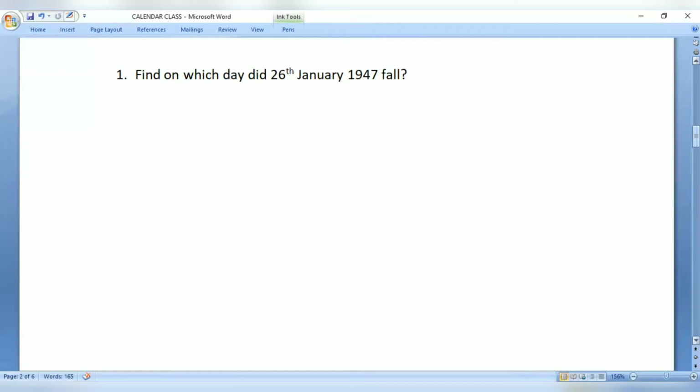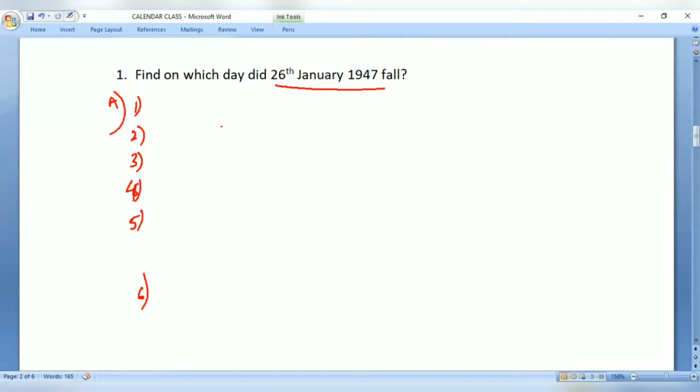Okay. Now, let us quickly solve the first question. So the question here says, find on what day did 26th January 1947 fall? So to solve this question, we have total 6 steps to follow. By using these 6 steps, we will be able to answer the question quickly. Whenever a problem is given to you like this, some date of some month of some year, and you are asked to calculate what day this particular date will fall.